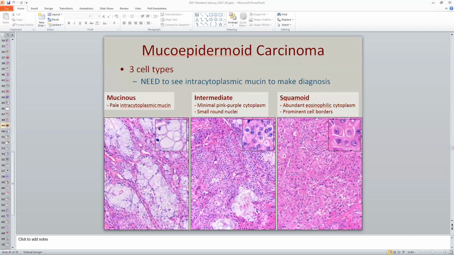in all cases, one should see cells that have intracytoplasmic mucin, as you can see here with this cytoplasmic pallor. You should see cells that almost look like squamous, so-called squamoid or epithelioid, and then these so-called intermediate cells, which often are the predominant cell type, that are nondescript, bland appearing monotonous cells. So these are the 3 cell types we look for in mucoep.